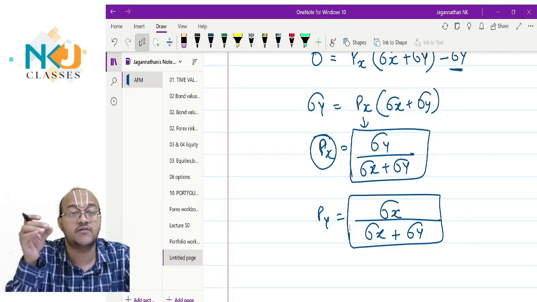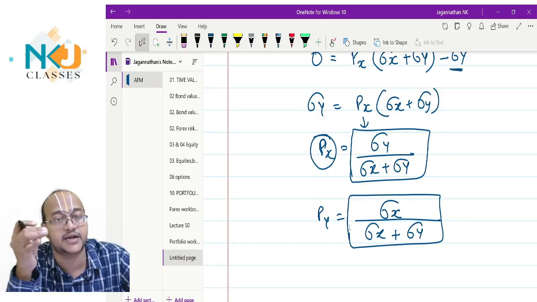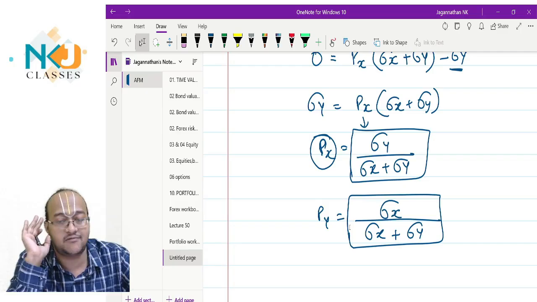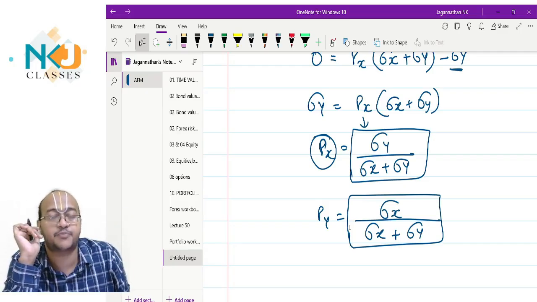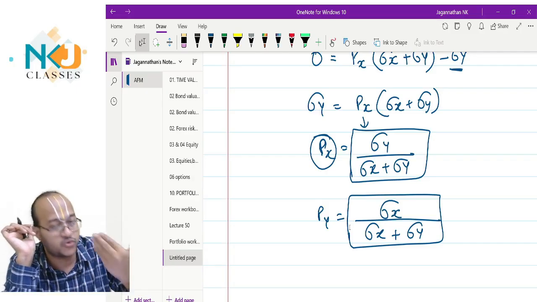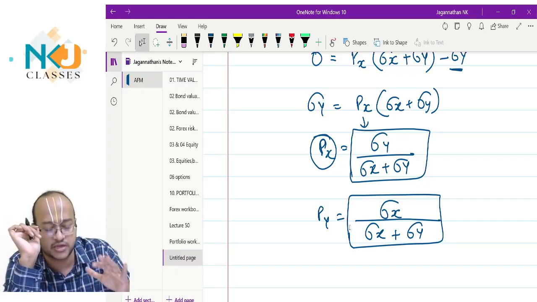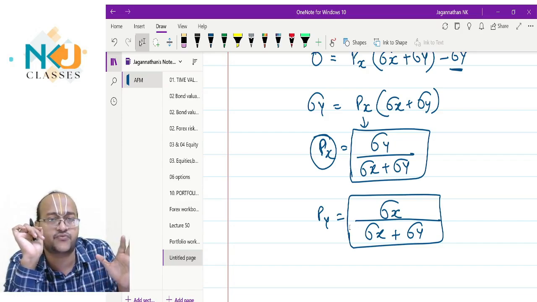Yes, sir. Always remember, only when the correlation is perfectly negative is this possible. Otherwise my portfolio risk can never reduce to 0. In any proportion you invest, it will never bring the portfolio risk to 0, which we will learn under Markowitz portfolio theory. Are you understanding this basic minimum variance portfolio?